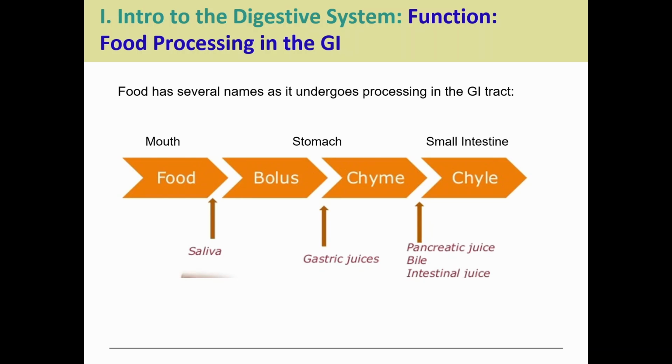And then when we get to the small intestines, we are still called chyme until we are absorbed into the lymphatic system, at least for the lipids and whatnot, and that's where we call it chyle. So we have a few different names depending on where we're at. For the most part, I'll use some of these terms a little bit interchangeably, but you should be able to recognize all of them.